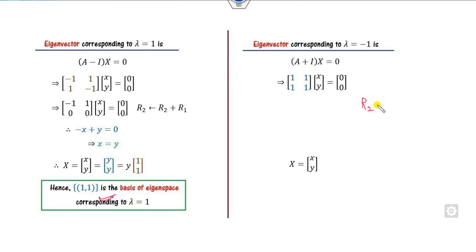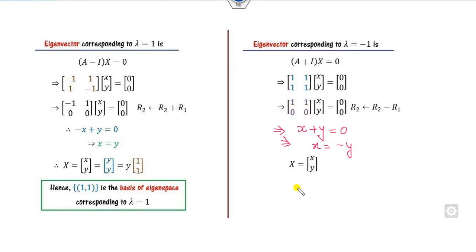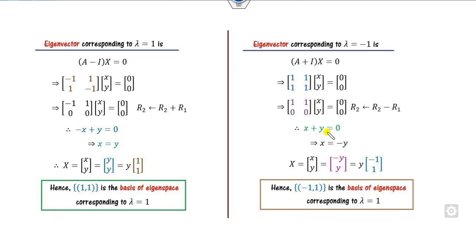How can you do that for the other? I can again write R2 minus R1. You will get this. I can simplify this: x plus y is equal to 0. So the value of x is minus y. So I can substitute here minus y, y. So y is common, and (minus 1, 1) is the right answer of this problem.